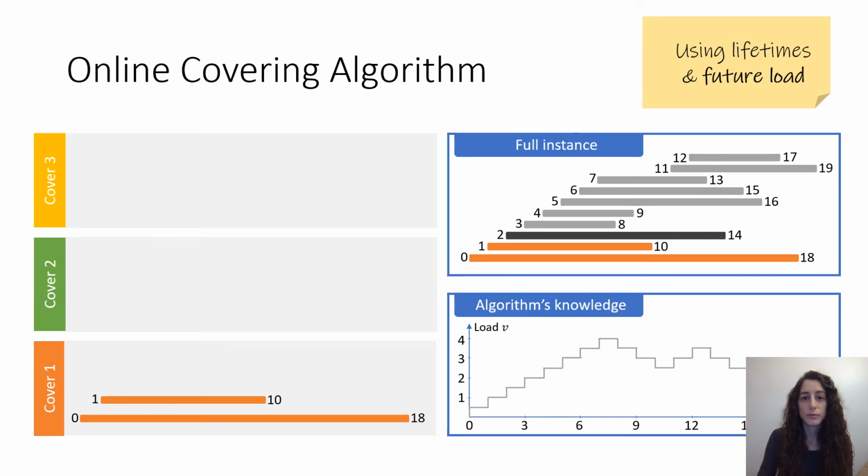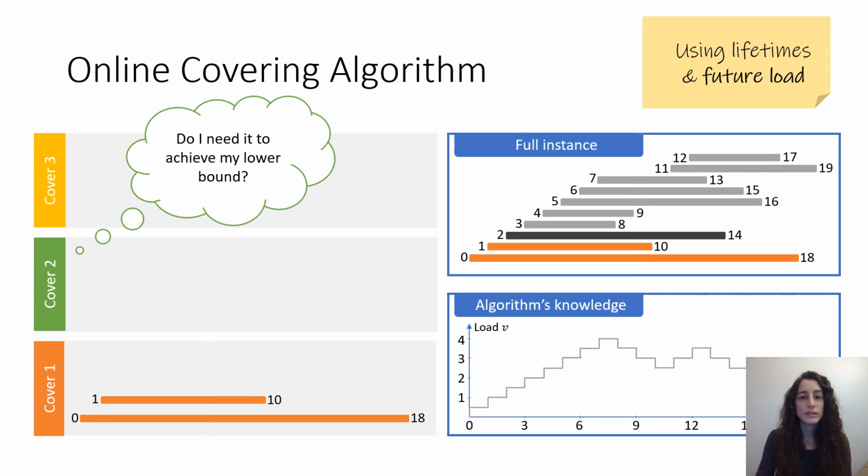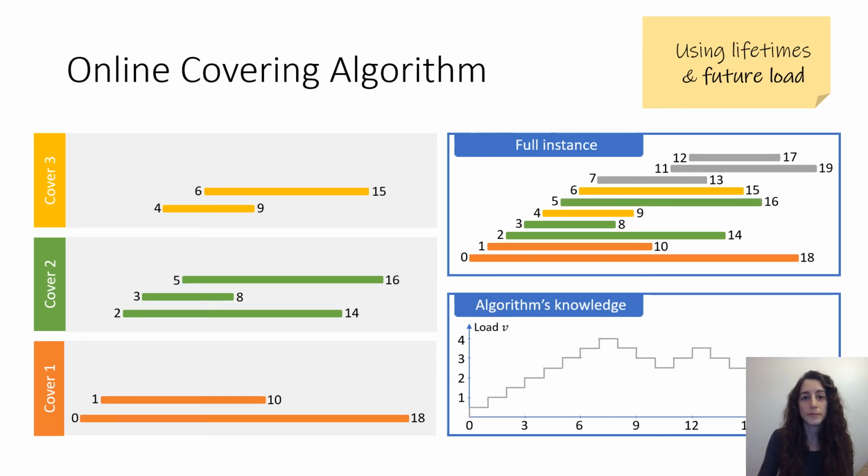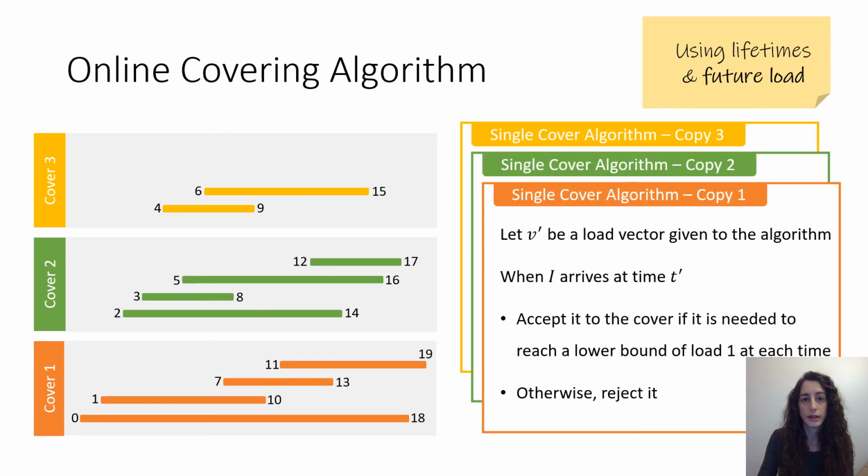At this point, the main algorithm gives cover 2 the opportunity to get it. What changes here, though, is that the full future load is not revealed to cover 2. The main algorithm knows that cover 1 wants to keep load at least 1 everywhere, so it shows the future load as reduced by 1. The interval is needed by cover 2, so it gets accepted. Similarly, cover 2 accepts the fourth interval as well. The fifth is not needed either by cover 1 or cover 2, so it is accepted by cover 3. Cover 3 sees the future load decreased by 2, since the first two covers will have retained at least 2 units of load at each time. Continuing the same way, we assign all the intervals to covers, and this is the end result.